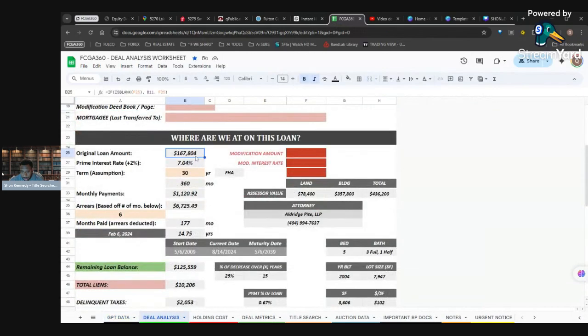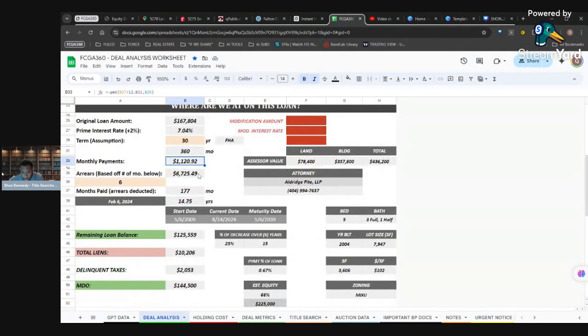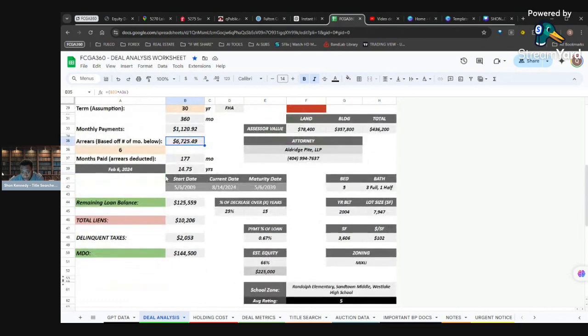But anyway, everything is filled out. You can look at this loan, terms, monthly payments around $1,100. 6 months behind, it'd be $6,700 in arrears. They've paid up to 177 months. I just want to show y'all that if this was 17 months in arrears, that months paid would change, which would affect everything else. But we're going to keep it at 6.